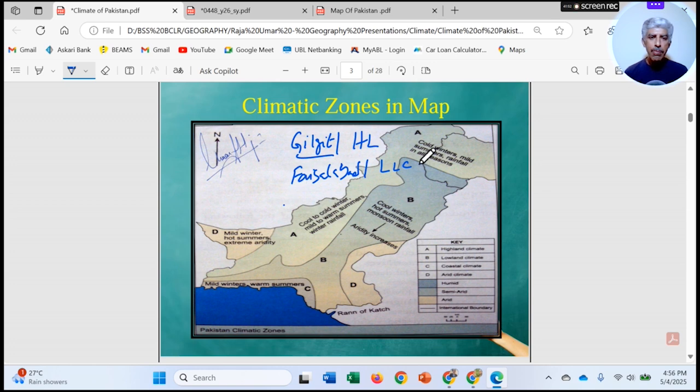So comparison, it means that you are supposed to give the comparison of this thing, right? To explain what are the climatic variations or differences in Gilgit in comparison with Faisalabad, then you are supposed to talk about these two, as Gilgit comes in region A over here and Faisalabad comes in region B over here.